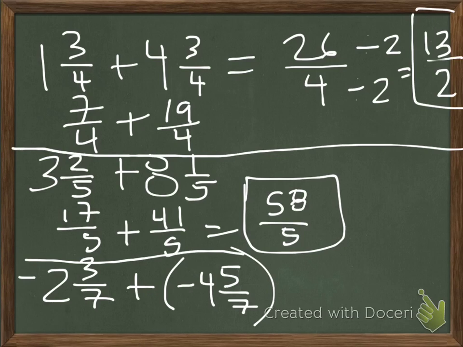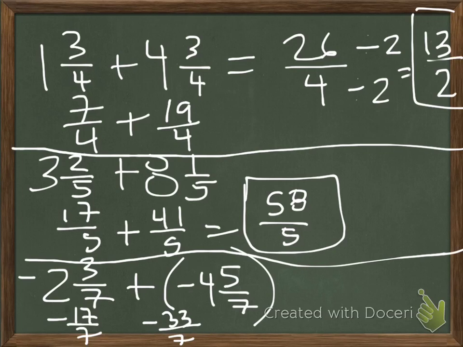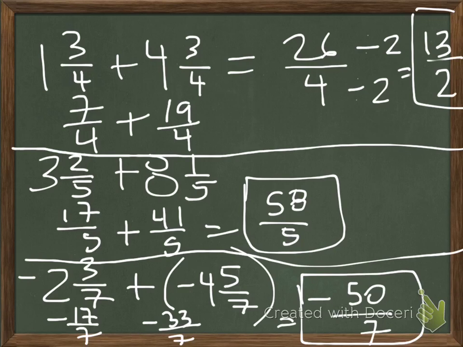And then the last one, this is going to be negative 17 over 7 and negative 33 over 7. So they're both negatives. We're going to have it as negative, but we're adding the 17 and the 33, which is going to give us 50. So negative 50 over 7. And again, this can't be simplified.